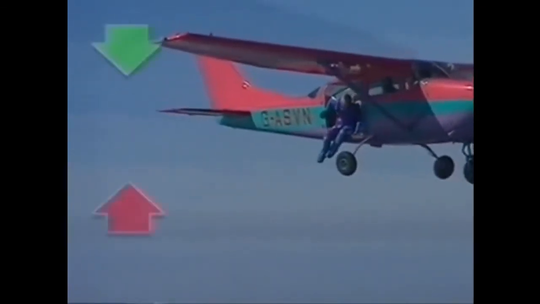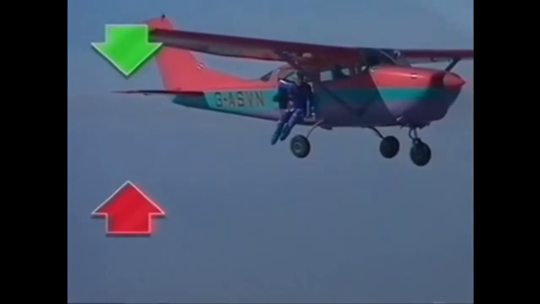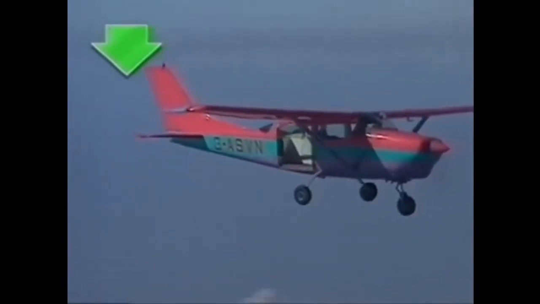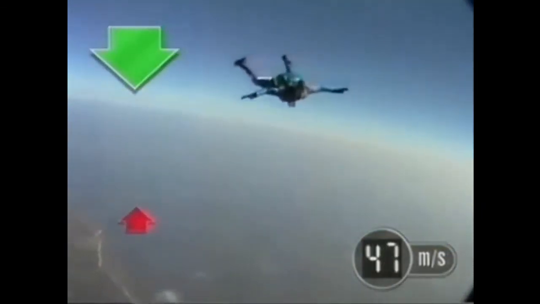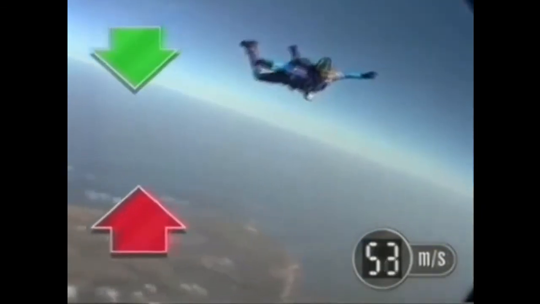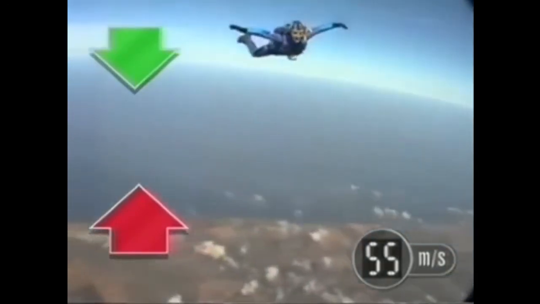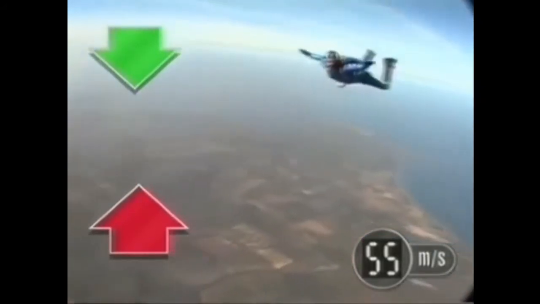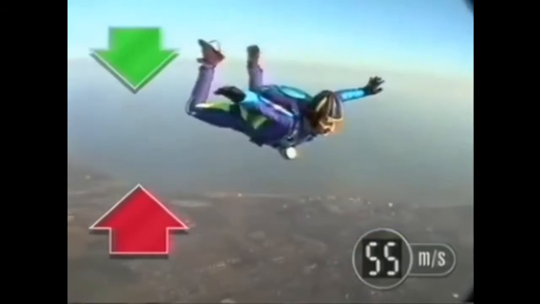Before the skydiver jumps, the floor of the plane provides a counterforce which balances the downward force of gravity, right up until the moment she steps out. Gravity immediately pulls her towards the ground, and she starts to accelerate downwards. But air resistance is acting in the opposite direction. The faster she falls, the greater the air resistance. Eventually, the upward force of the air equals the downward force of gravity. When forces are balanced, the speed remains constant. That doesn't mean she's stopped falling, it means she's stopped accelerating.